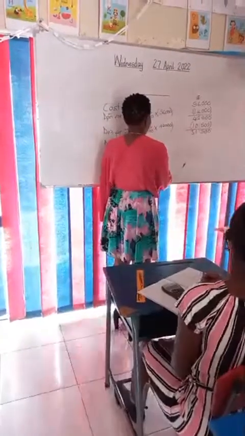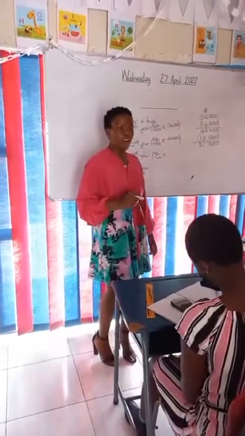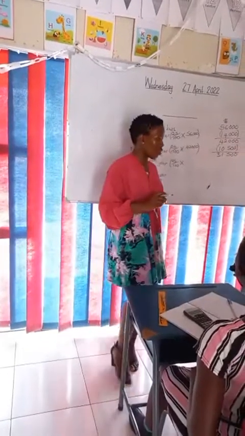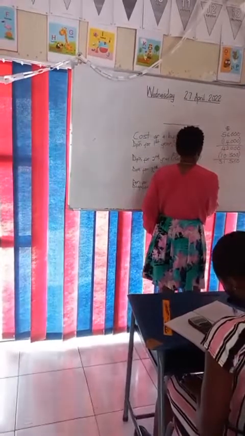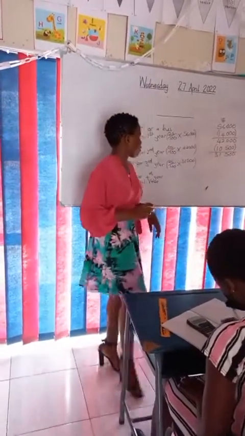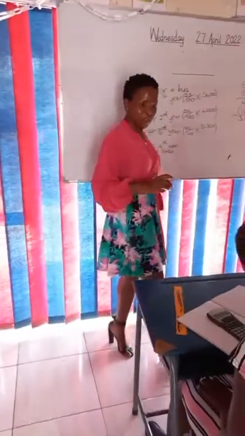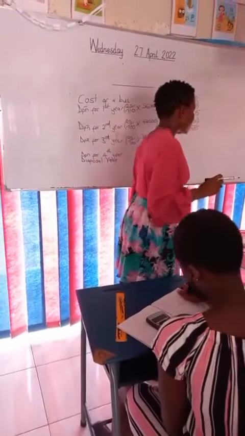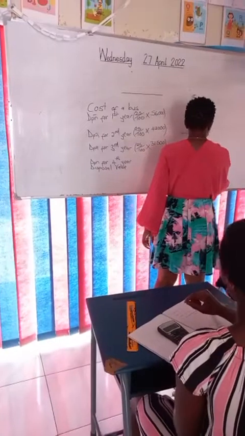We said the rate doesn't change. 25%. Now of how much? 25% of what? Yes, Godfrey. Correct, of 31,500. If we say 25 over 100 multiplied by 31,500, what do we have? Yes, Tanaka. 7,875.